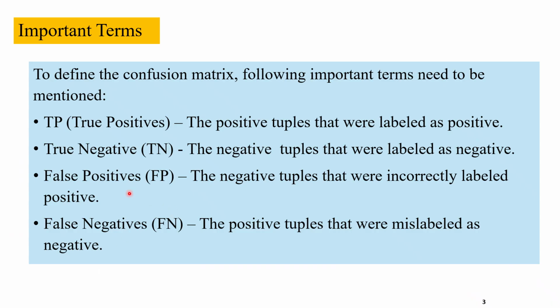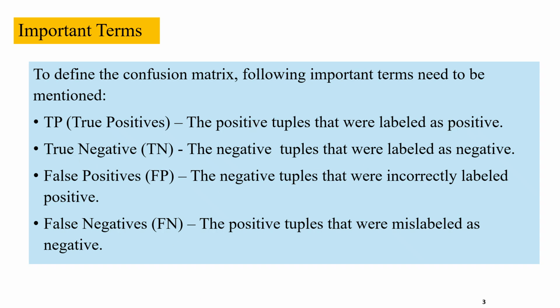So the terms before we proceed on to define the parameters like accuracy, the first is true positives. True positives are the positive tuples that were labeled as positive. That means correctly identified positive tuples. So if we are trying to identify a disease, then a positive tuple means the data or the tuple we are trying to identify has the disease. So positive tuple labeled as positive.